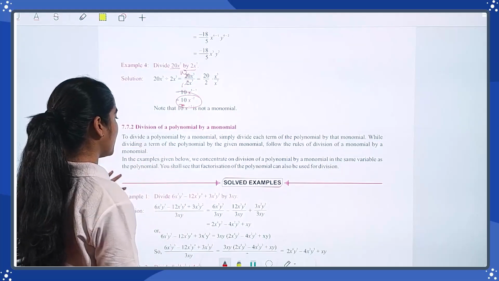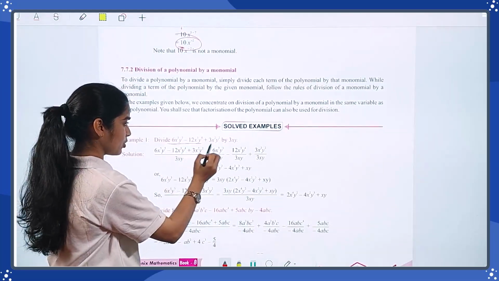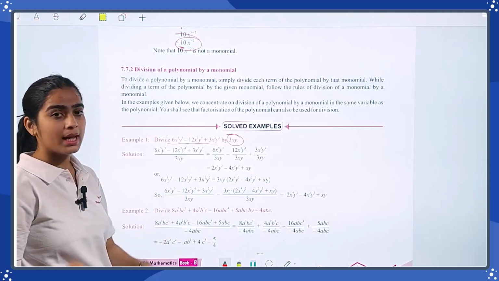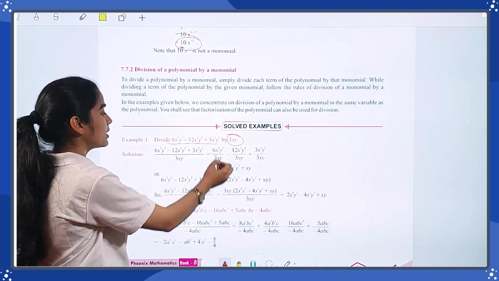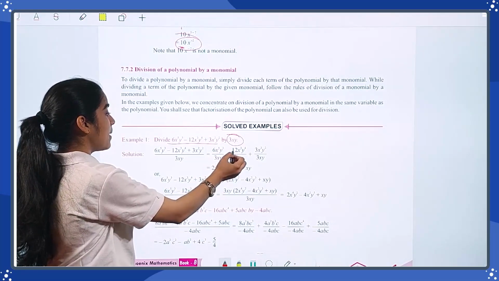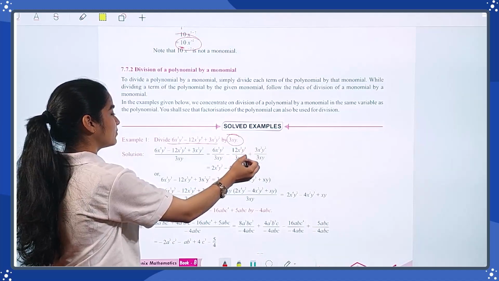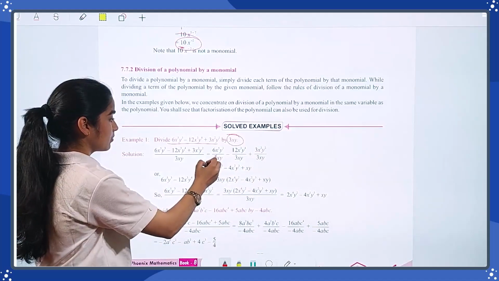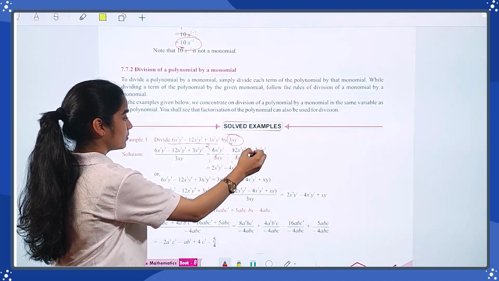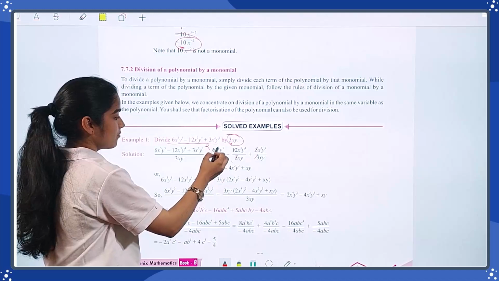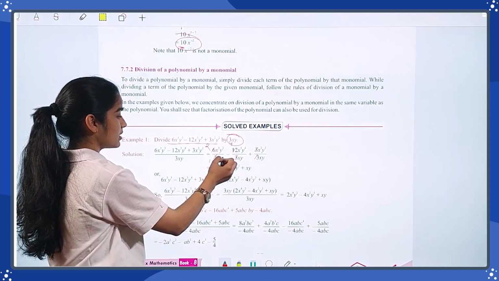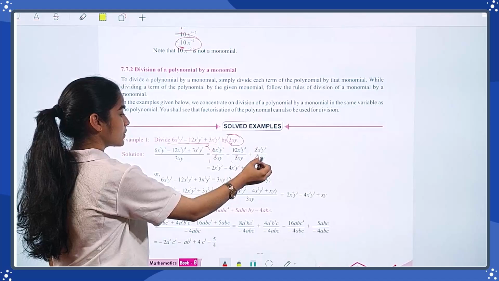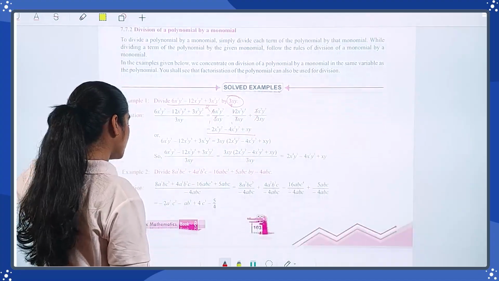Now, division of a polynomial by a monomial. This is your polynomial and you have to divide it by the monomial, which means each and every term of the polynomial has the monomial as its denominator. 6x to the power 5 y to the power 3 divided by 3xy, plus 12x cube y to the power 4 divided by 3xy, plus 3x square y square divided by 3xy. 6 divided by 3 is 2, 12 by 3 is 4, 3 by 3 is 1. x: 5 minus 1 is 4, 3 minus 1 is 2, 2 minus 1 is 1. y: 3 minus 1 is 2, 4 minus 1 is 3, 2 minus 1 is 1. So this is your final answer. You have to solve it in this way.